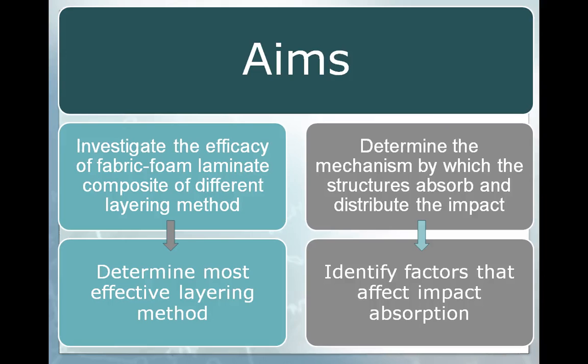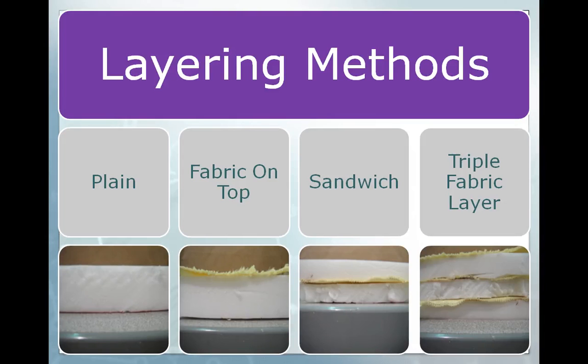impact absorption and distribution. Now, let me introduce to you the four layering methods we experimented with: plain, fabric on top, sandwich, and triple fabric layer. Do note that the yellow fabric in the model composite is Kevlar.